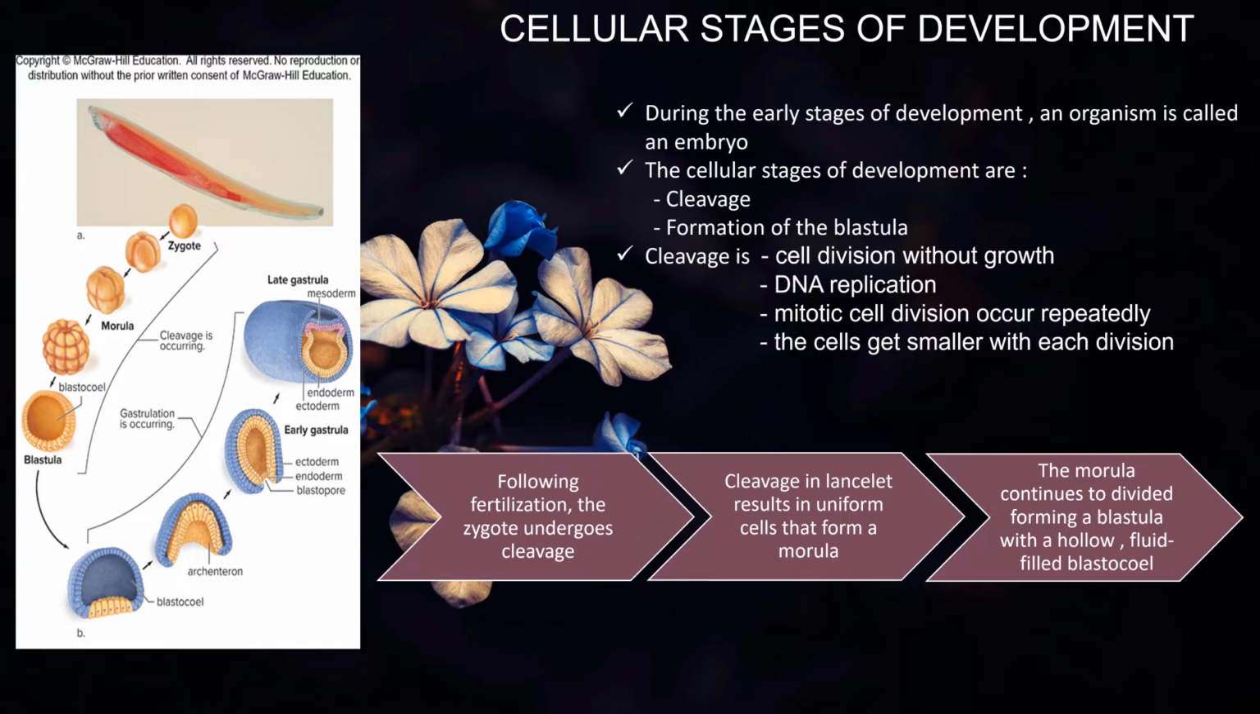So we can see in this picture the early stages of development, exemplified in the lancelet. Following fertilization, the zygote undergoes cleavage. Cleavage is a cell division, so the zygote will divide, and cleavage in the lancelet results in uniform cells that form a morula. After that, the morula will continue to divide, forming a blastula with a hollow, fluid-filled blastocoel. We can see in the picture the shape of the blastocoel in the blastula.